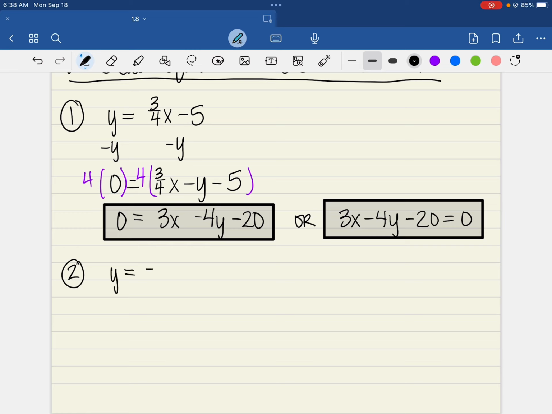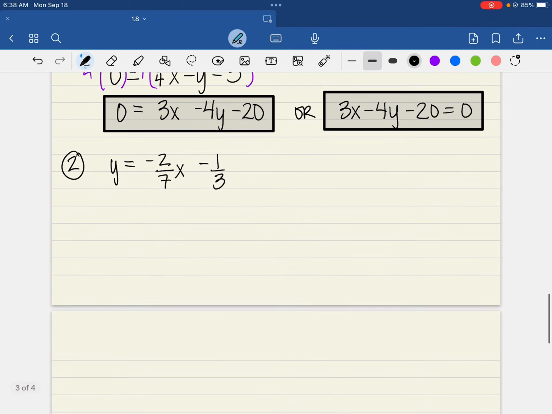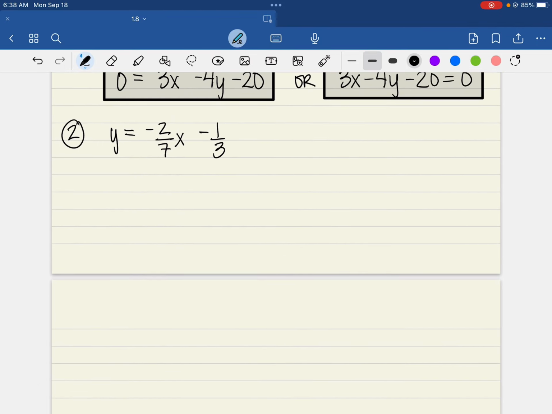Y equals negative 2/7 x minus 1/3. So first thing we're going to do is subtract that y value, which at this point we can do without writing it. I only wrote it on the first one just so we know where it came from. And then we can multiply by the least common multiple, which in this scenario we have 7 and 3. So the smallest number they both multiply to is 21. And we'll multiply both sides by 21.